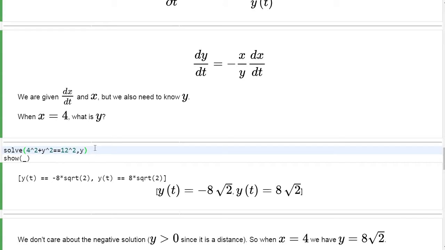So I had Sage do it. And here are the 2 answers. Now y is a distance, so I don't care about negative y's. That doesn't make sense in this application. So this is the answer that I want. When x is 4, y is 8 times the square root of 2.